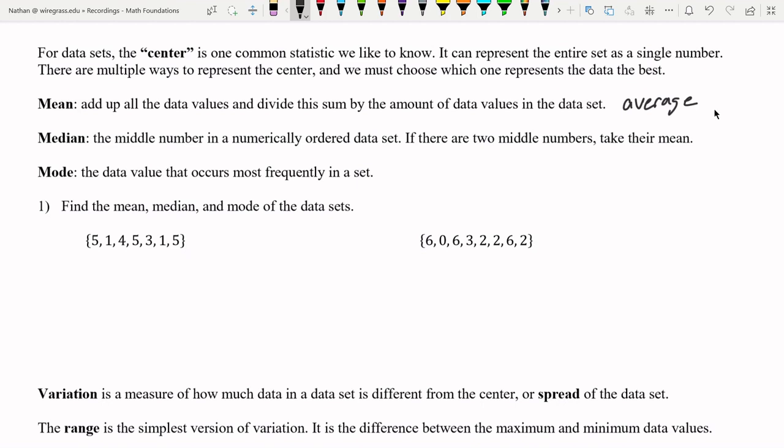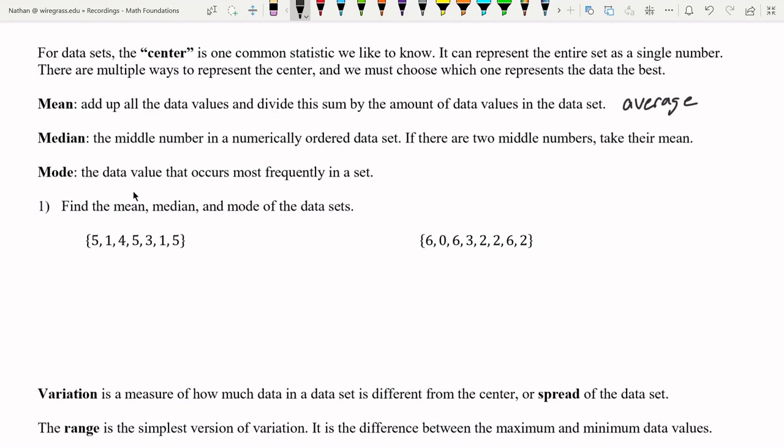Now the median is just the middle number when you numerically order the set from lowest to highest. So it's going to be directly in the middle of the data set. If there are two middle numbers, which happens if you have an even number of data points in the data set, then you're just going to take the mean of those two middle numbers.